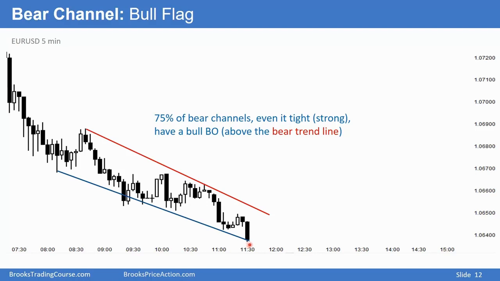a tight bear channel, 75% chance you're going to get a bull breakout. It can break to the upside either by going sideways or by going up. So every bear channel, no matter how tight, no matter how strong, I think of it as a bull flag, because the odds are you're going to get a bull breakout. Here we went sideways for a few bars and then eventually worked higher and got a bull breakout above the top of the bear trend line.